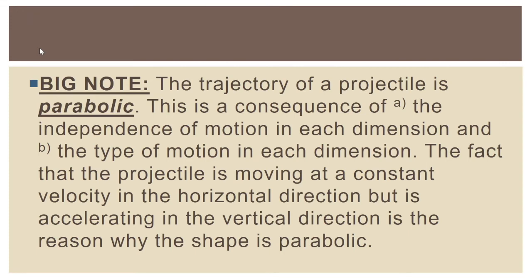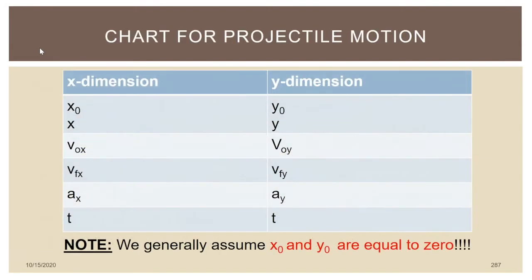Now, the chart is going to look different for this class than it did for the honors class, because we write the equations a little bit differently in this class than we did in honors physics. The chart is going to look like this. I want you to take a minute to copy this down. The main difference in the chart is that instead of writing the y displacement and the x displacement, we write the x initial position and the x final position and the y initial position and the y final position.